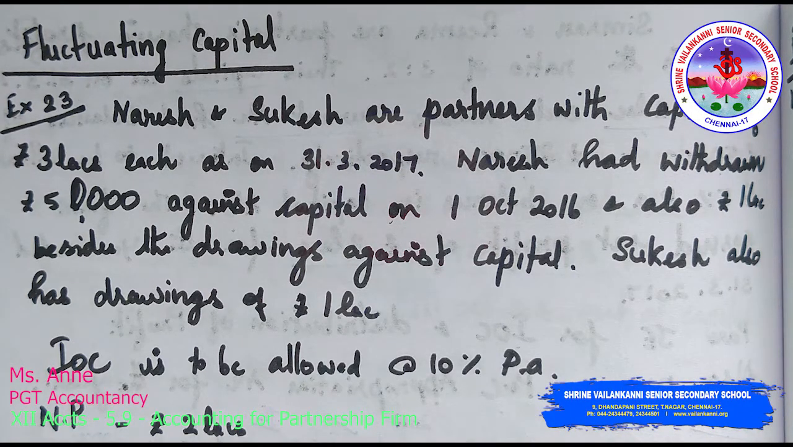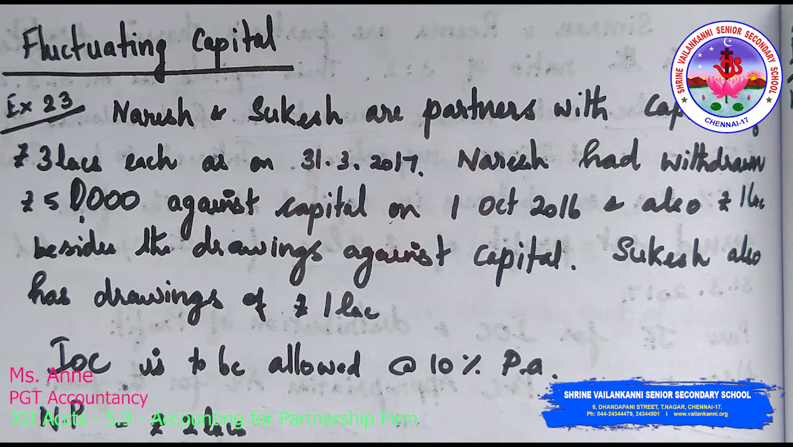This session we are going to discuss problems related to the fluctuating capital method. Under the fluctuating capital method, you will be preparing only one account, called the partners' capital account. So we are going to solve one problem, maybe two problems, to understand this concept.